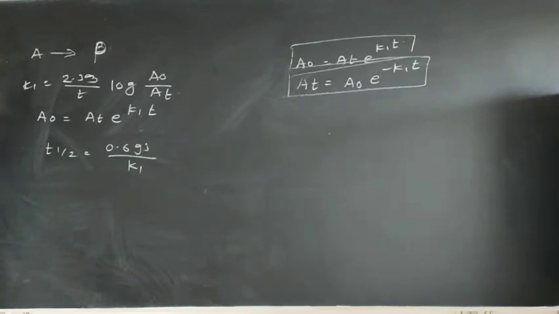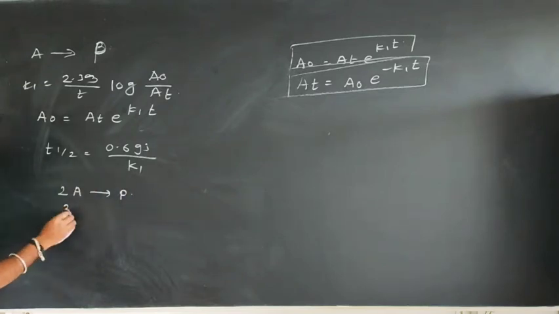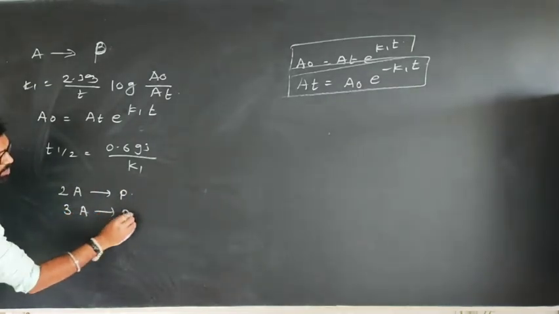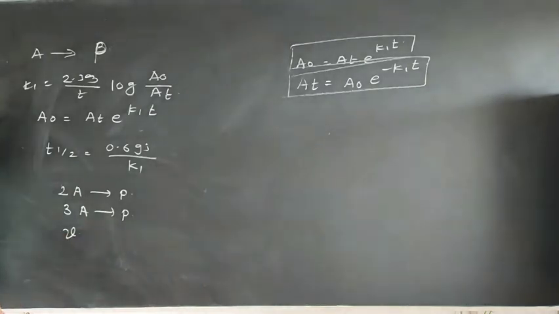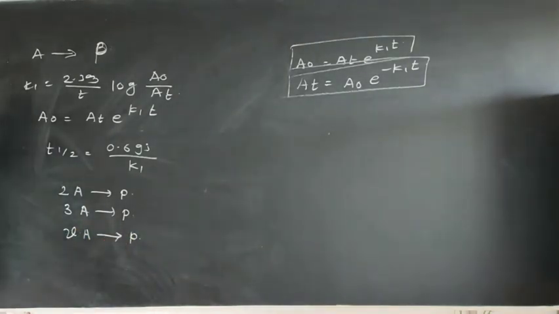But suppose in a particular reaction, 2A gives product P, or 3A gives product P, or any stoichiometry for the reaction A to P, what changes take place? This point is according to your competitive examinations. This is not a part of your Uni Pune syllabus.